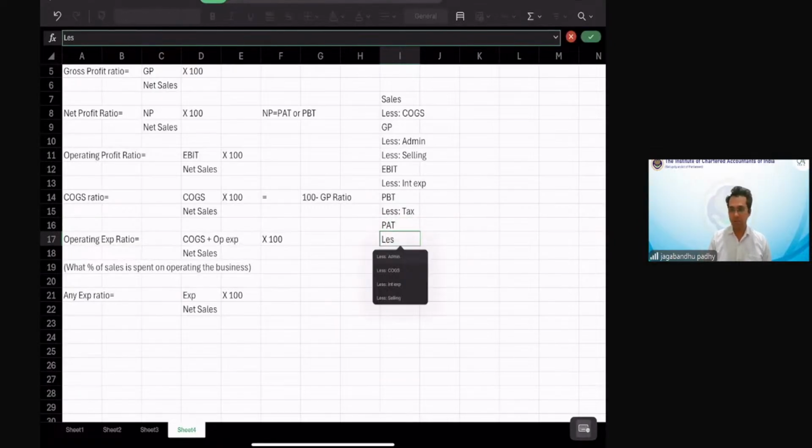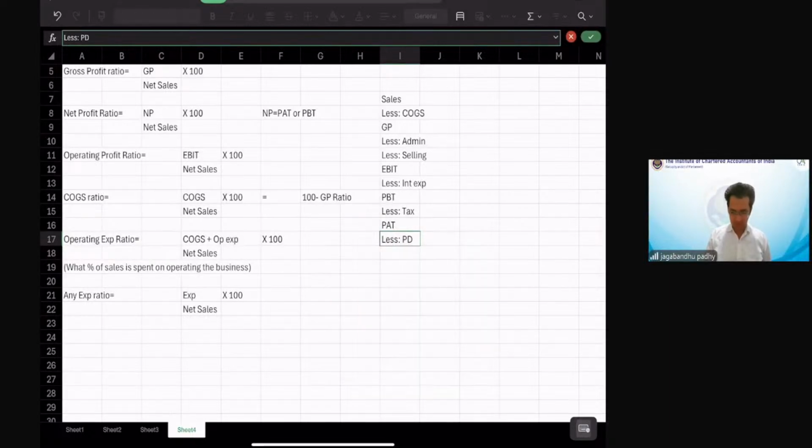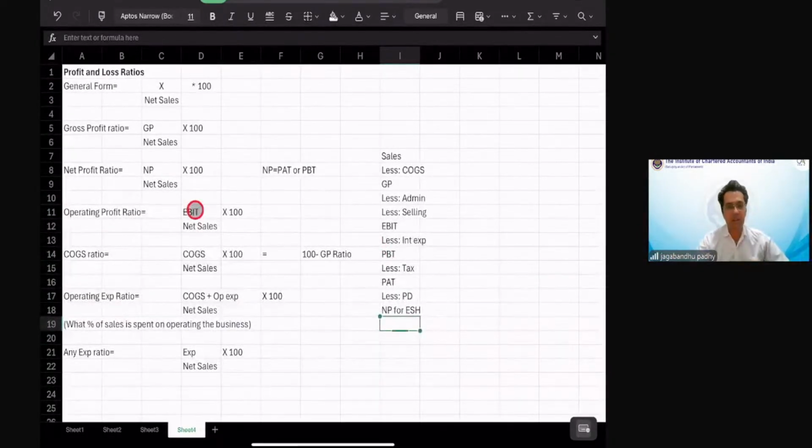And then from PAT, you subtract preference dividend, which will give you net profit for equity shareholders. Okay, so this is the typical format that we generally prefer to calculate this P&L ratio. Which are operating expenses? This part. COGS, admin, and selling. All these three are your operating expenses. Whether EBIT and PBT? No, you can see EBIT is not same as PBT. EBIT is earnings before interest and tax. PBT is only profit before tax.